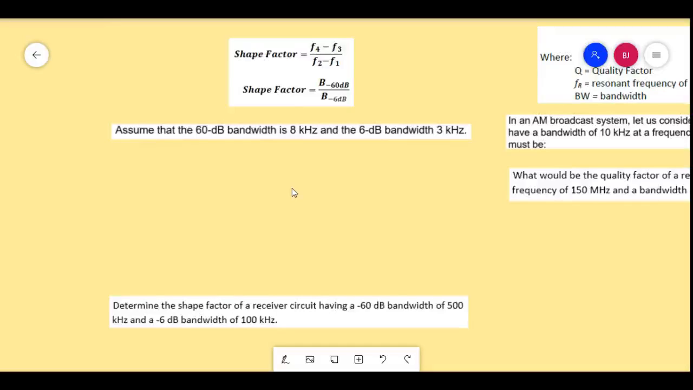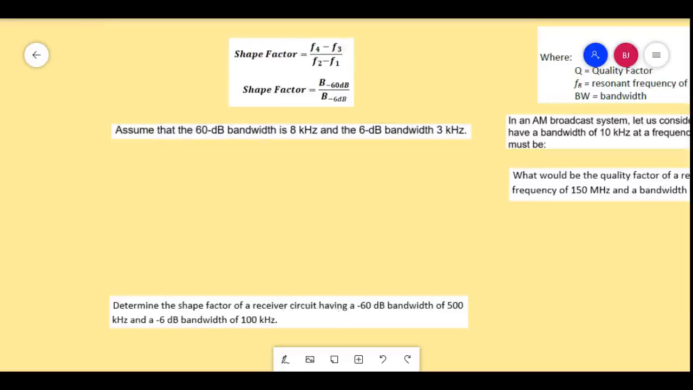It's almost always that this is greater than 1, okay, and never lesser than 1. So if you get an answer lesser than 1, either the question is incorrect or you were able to reverse it in putting in the values. You put the negative 6 dB bandwidth at the bottom and the negative 60 dB at the top.